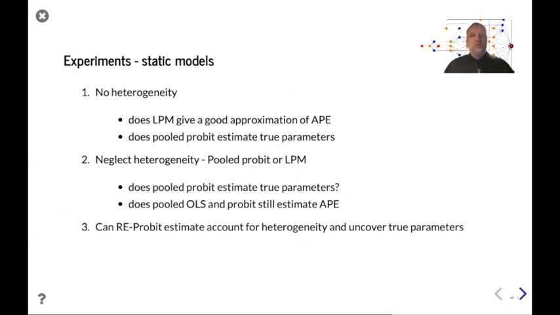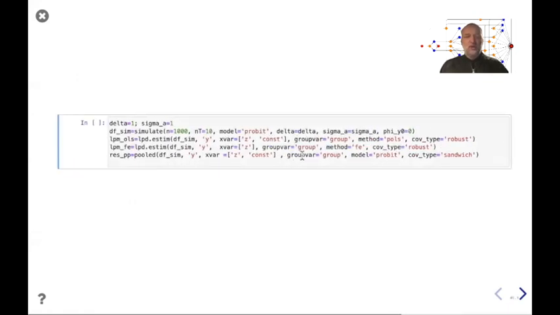Then we will want to see if the linear probability model gives a good approximation to the average partial effect. Well, we've kind of already seen that, but now we know what the average partial effects are. And does the pooled probit estimate the true parameters up to scale, like beta? Does it estimate those parameters? We know that our parameter, called delta, the coefficient we're looking for, is supposed to be equal to 1, because that was the case when we generated the data. So that's the first experiment we want to do. Let's try to do that.